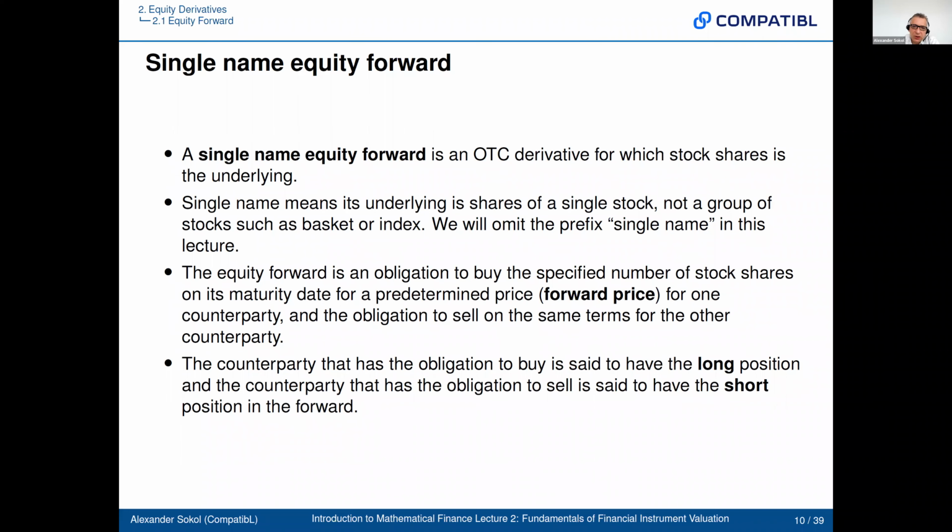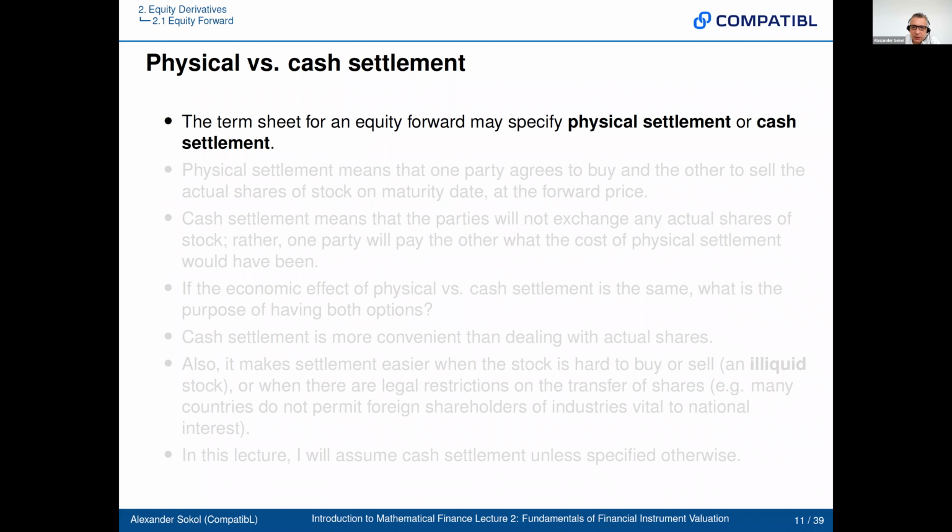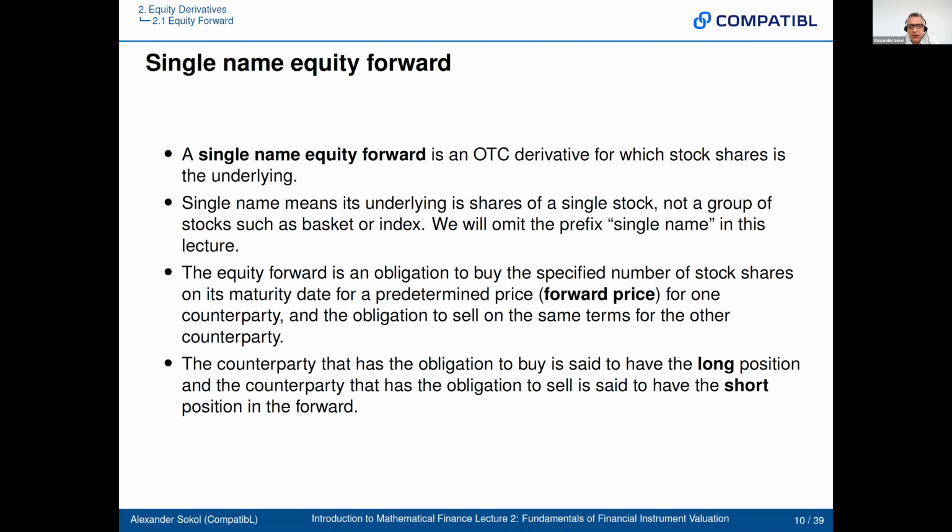So a long position is essentially something like owning an asset, right? But in this case, it's an obligation to buy it later as opposed to outright ownership. A short position is an obligation to sell, but you can think of it as an obligation to buy a negative amount, right? So it's a kind of mathematical way to think about it: selling is buying a negative amount, right?